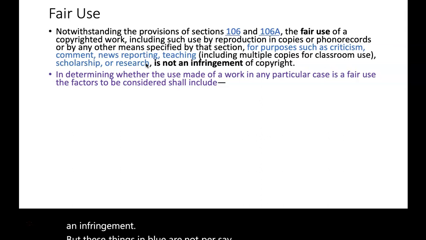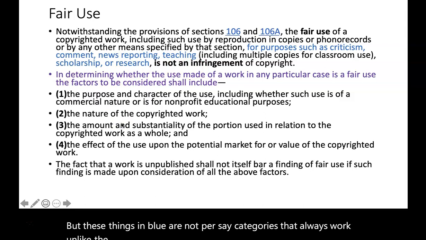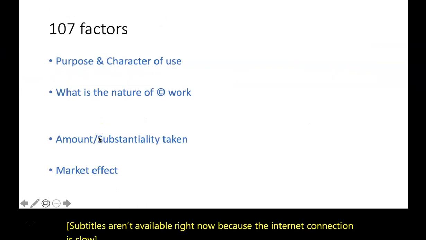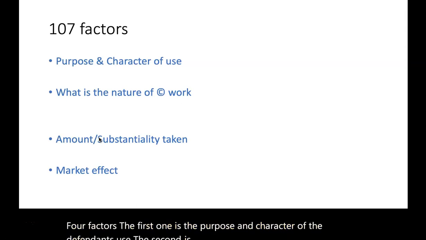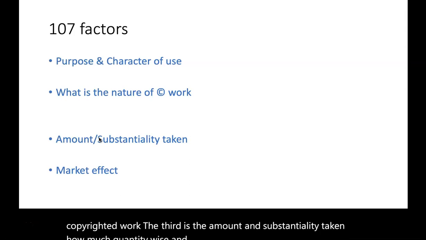So in the US, in evaluating whether something is a fair use, it says here factors need to be considered. All of these 4 factors. So let's talk about what these factors mean. Okay, so 4 factors. The first one is the purpose and character of the defendant's use. The second is the nature of the original plaintiff's copyrighted work. The third is the amount and substantiality taken, how much quantity-wise and qualitatively, how important was it to the original.